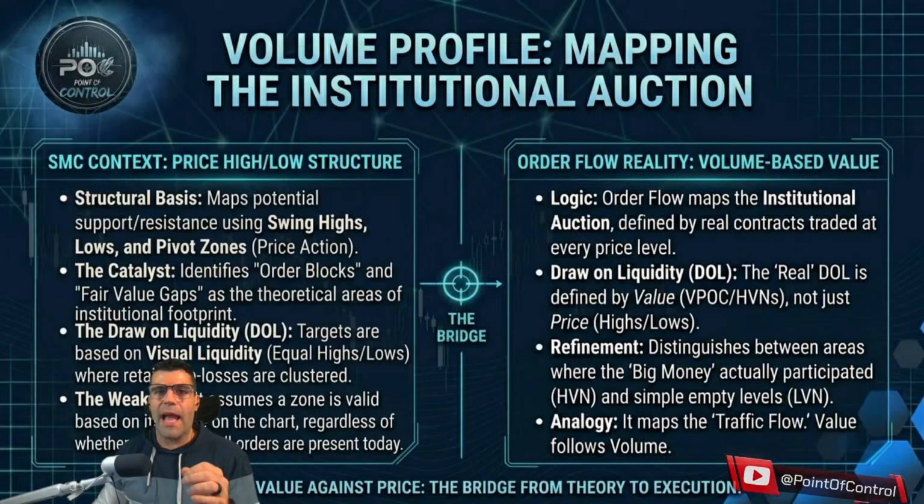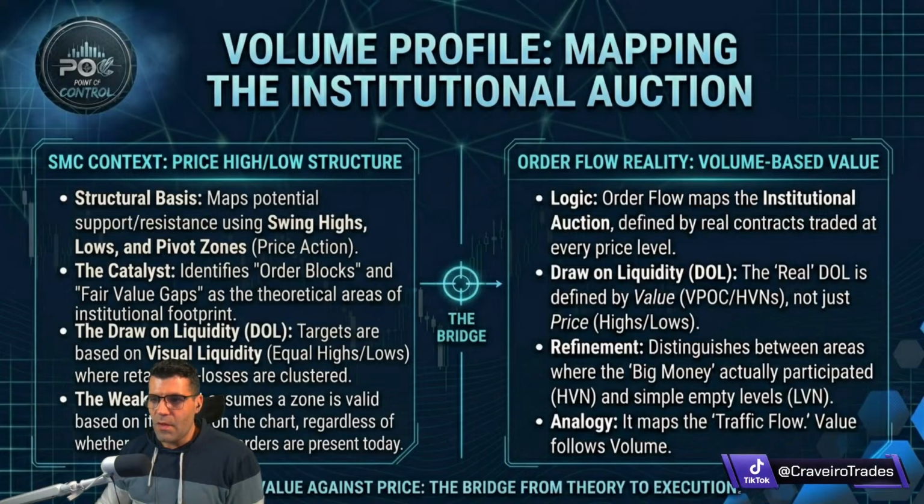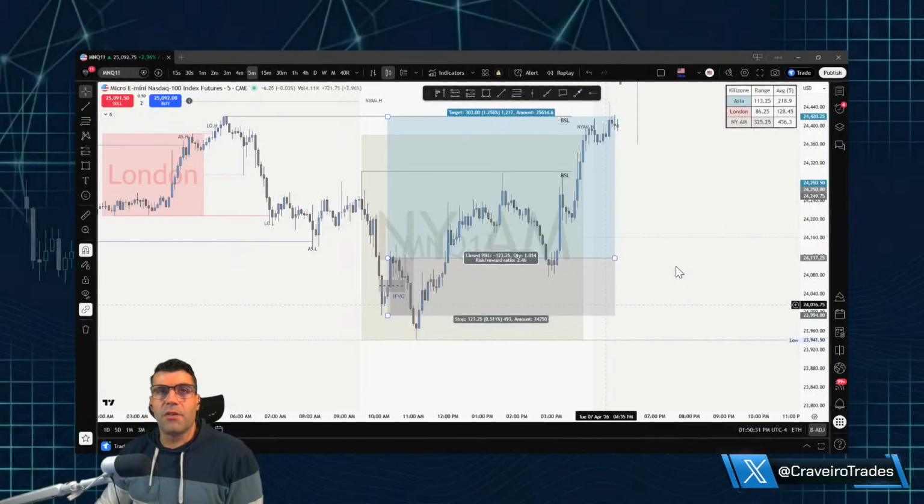So you might have a stack of fair value gaps. This is how you're going to determine which one you are going to target. The analogy: it maps the traffic flow, value, and it follows volume.